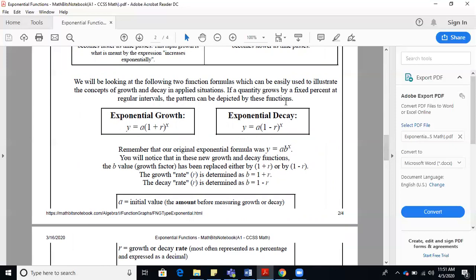So we'll look at the following two formulas. When you have exponential growth, you have y equals a times 1 plus r to the x, where a is your initial amount. The basic formula for exponential growth is y equals a b to the x, but for growth, that b becomes 1 plus r, where a is your initial amount and r is your growth rate. When we're doing problems, you'll see what I'm talking about with your growth rate and your decay rate. And here you have exponential decay, y equals a times 1 minus r to the x. A is your initial amount again, and r is your decay rate, okay?